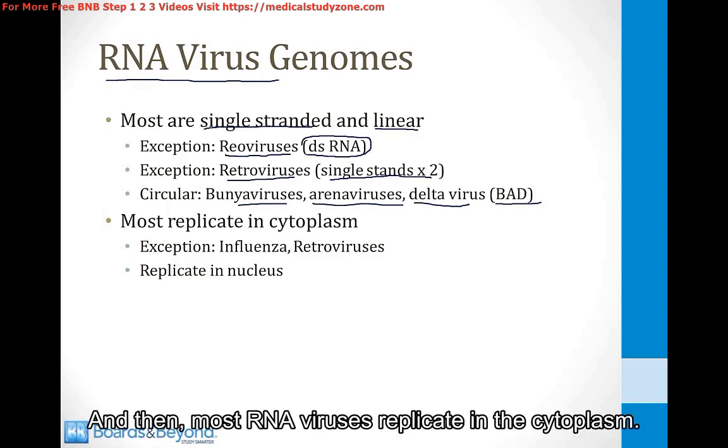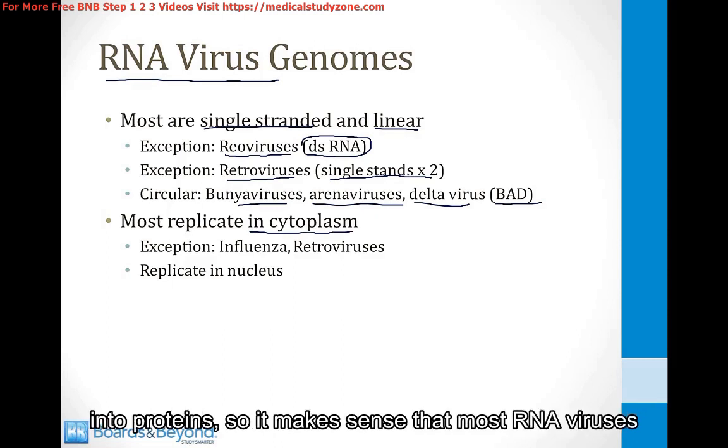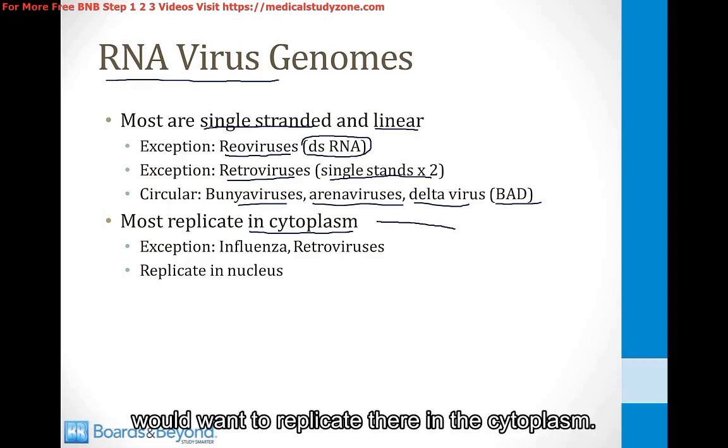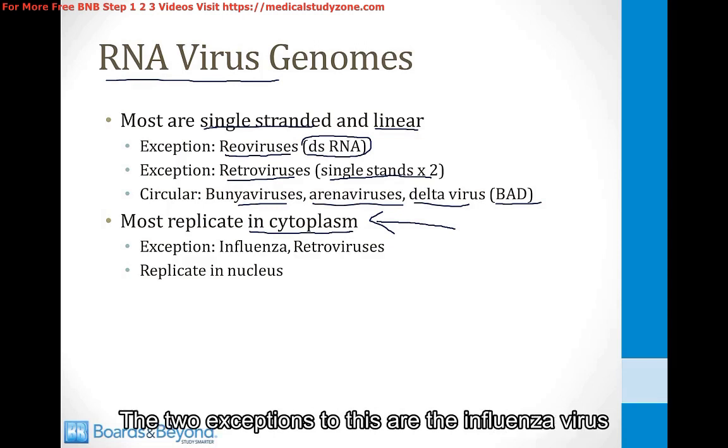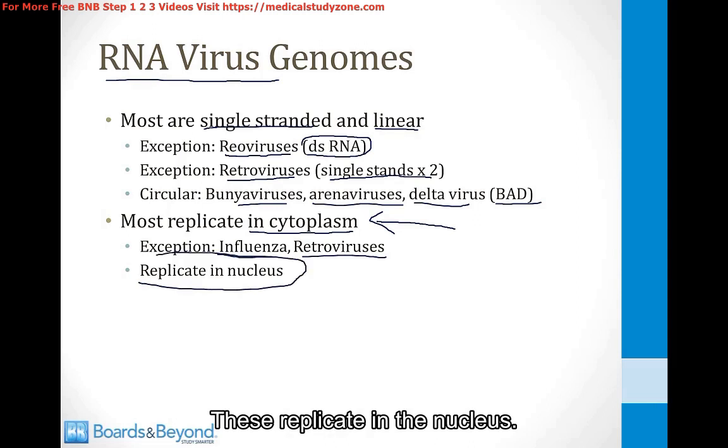And then most RNA viruses replicate in the cytoplasm. That's where mRNA gets translated by eukaryotic cells into proteins. So it makes sense that most RNA viruses would want to replicate there in the cytoplasm. The two exceptions to this are the influenza virus and the retroviruses. These replicate in the nucleus.